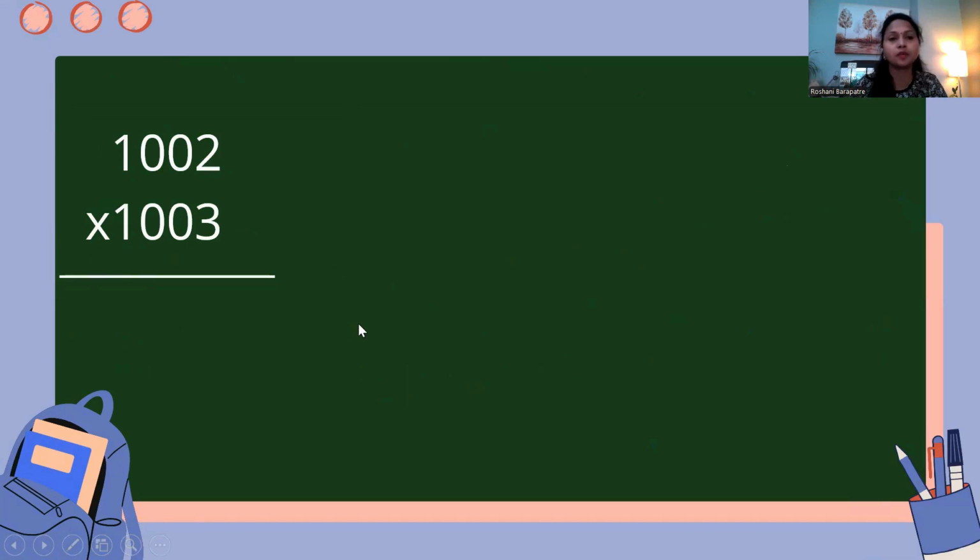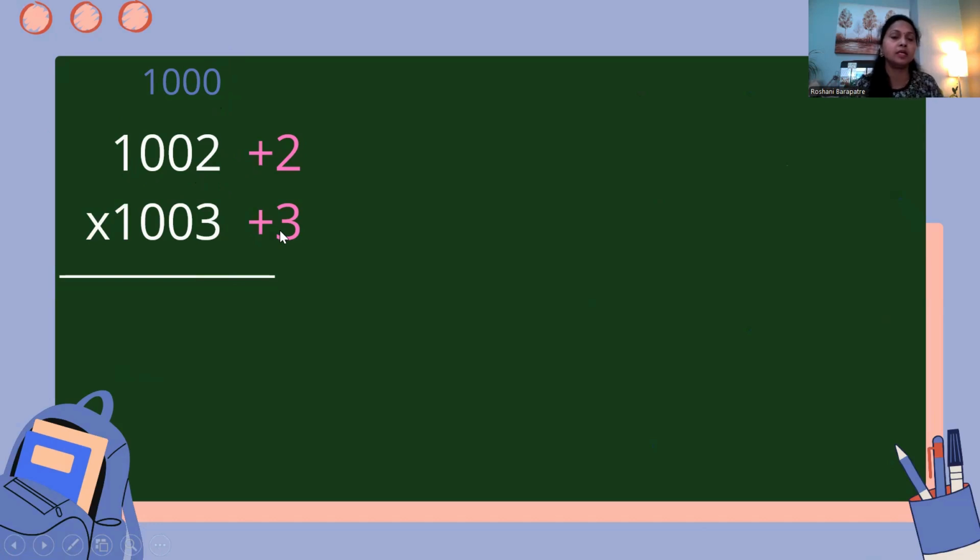Now here 1002 multiplied by 1003. What is the base for this? If you see, 1002 is near to 1000, so the base will be 1000. Now this is bigger than 1000, bigger than the base. The difference is 2, but the difference will be plus because the number is bigger than the base. So we will write plus 2 and here the difference is plus 3.